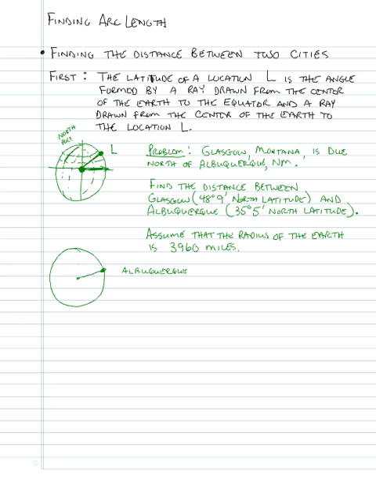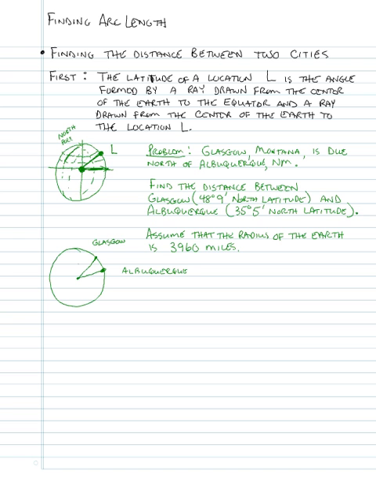Okay, and now remember it's north, so I'm looking at a cross section that goes through both of those cities. I'm looking at that from the side, but if I looked at it head on, then one would be north of the other. And so this is where Glasgow is. Of course, that's Glasgow, Montana. Let's be careful of that.